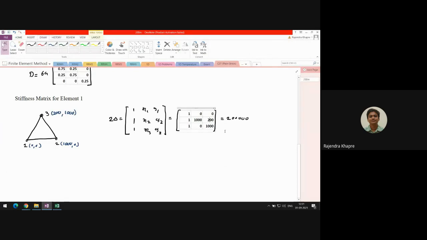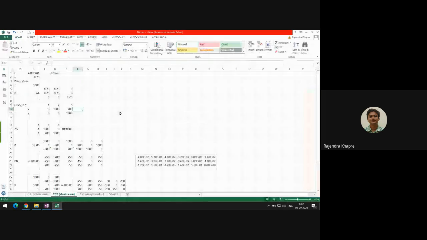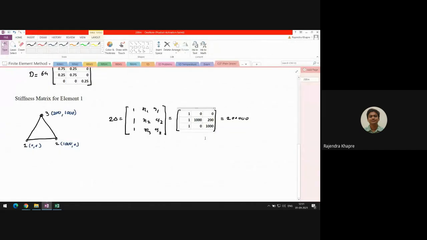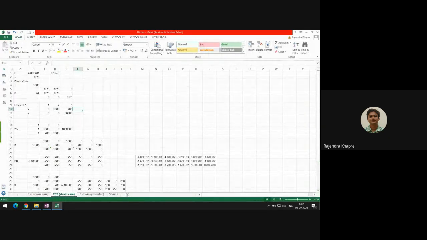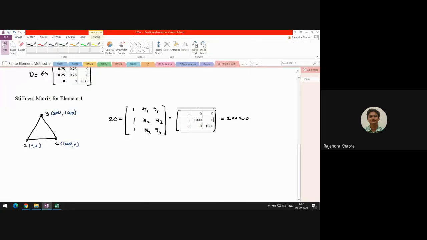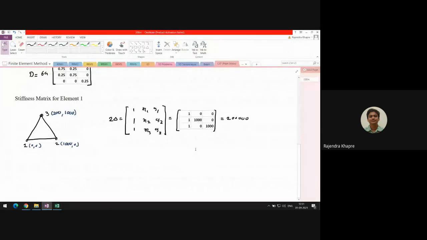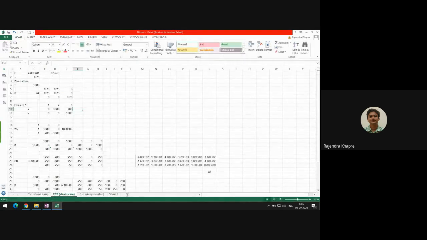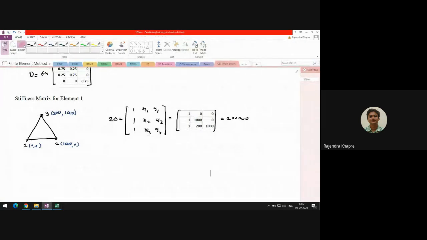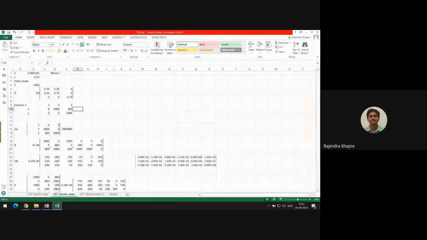Yes, this will be 0. Okay, x3 is 200. Now it is correct. Okay, so now what will be the determinant of this matrix?